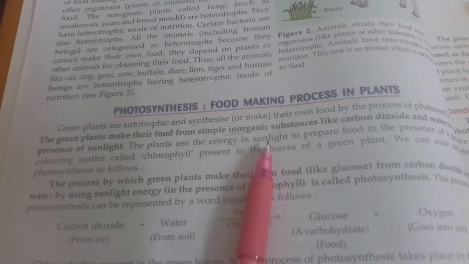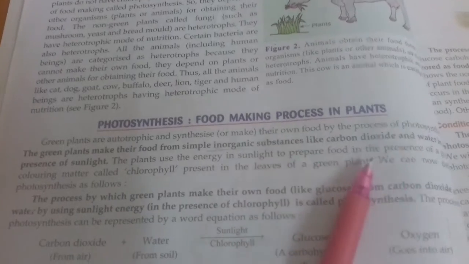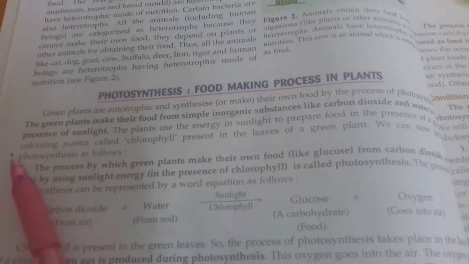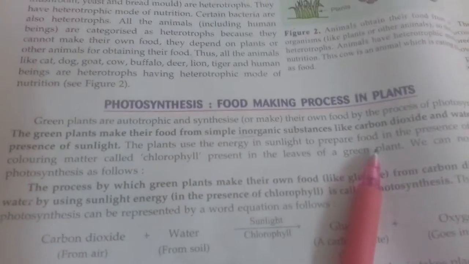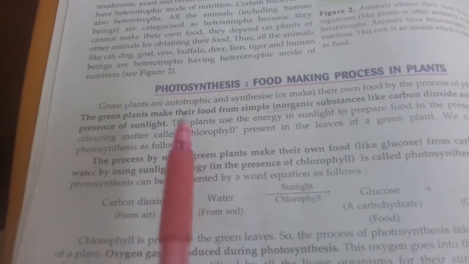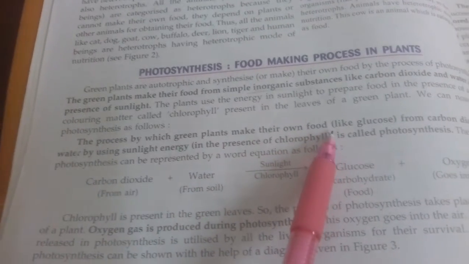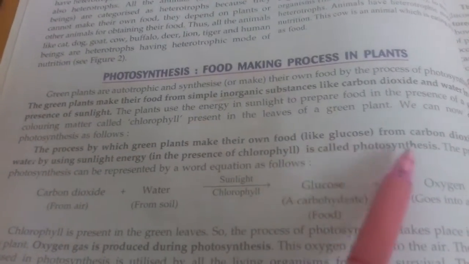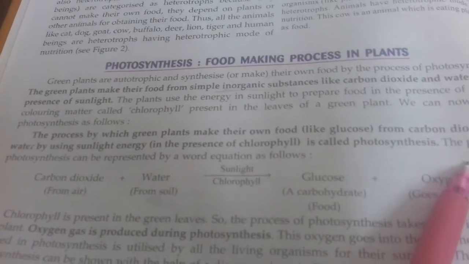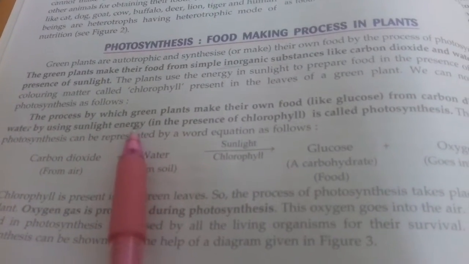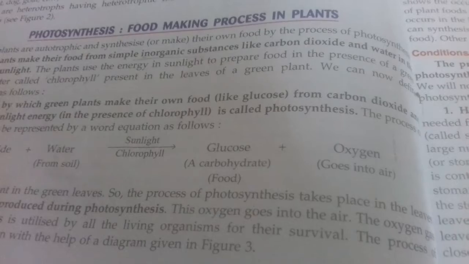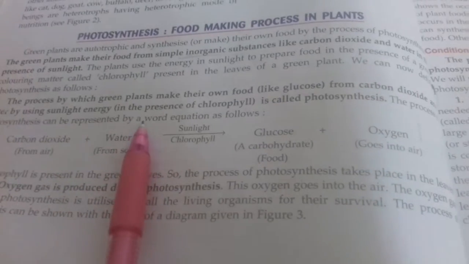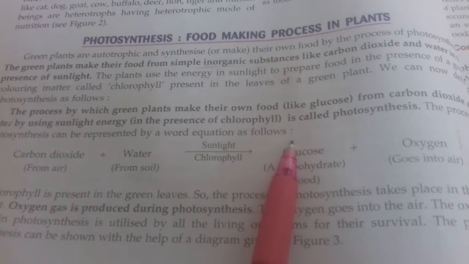The plants use the energy in sunlight to prepare food in the presence of a green coloring matter called chlorophyll present in the leaves of the green plant. We can now define photosynthesis as follows. The process by which green plants make their own food, like glucose, from carbon dioxide and water by using sunlight energy in the presence of chlorophyll is called photosynthesis. The process of photosynthesis can be represented by a word equation as follows.